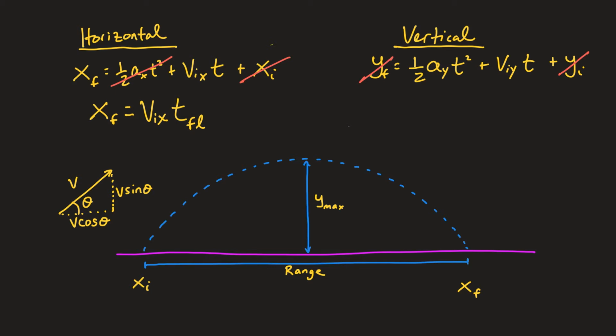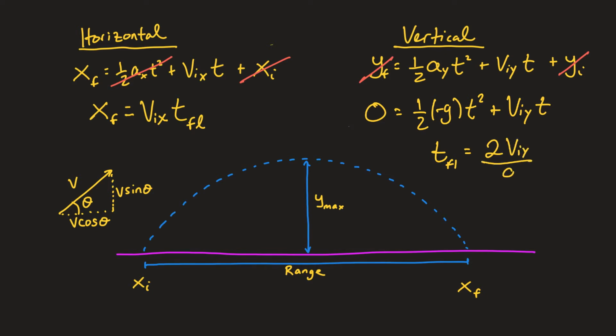Okay, we keep going. So we'll plug in over here, and we get 0. I'll just leave the units off for simplicity. 0 equals 1/2 times minus g t squared plus v_iy t, and we solve for the flight time, and we'll put FL there for flight, and we get 2 times v_iy divided by g. Cool. All right, so we've got an equation here that gives us our horizontal range. That's essentially what this is now going to be, our final horizontal position, and then our flight time.